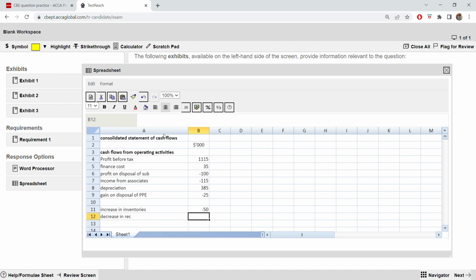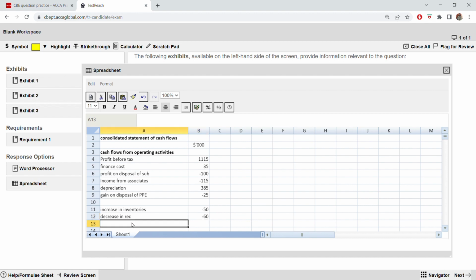Why didn't it work out? You didn't put the equal sign. That's why. Equal. The moment you don't put the equal sign, it will not perform the calculation for you. It's very important. 390 minus 330 minus 240 plus 120, that gives 60. It's a plus figure.